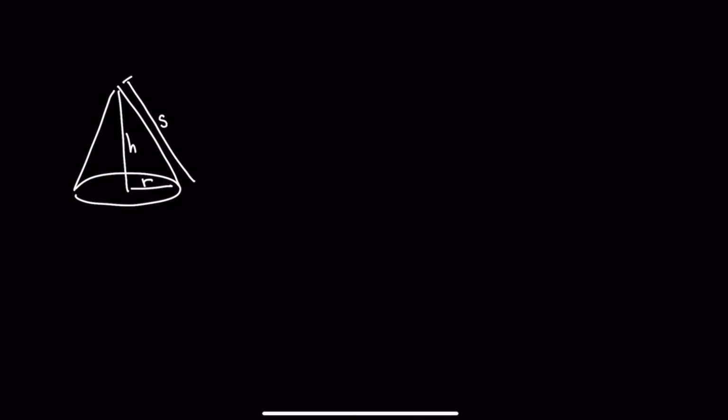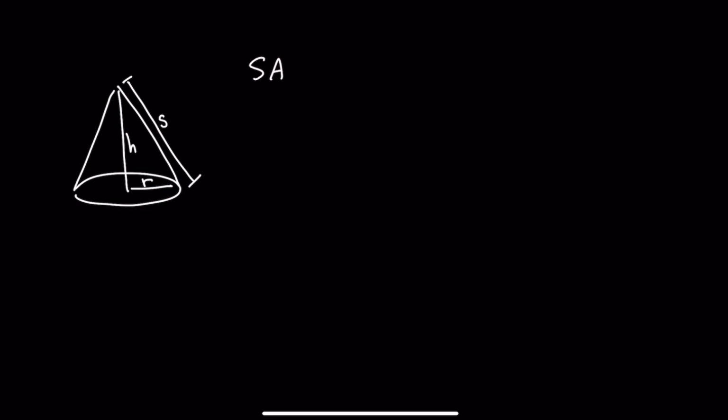Now let's talk about a cone. A cone is like this, kind of like an ice cream cone. It has the radius, the height, and then this lateral surface or lateral length that goes like that. We're going to call it S.